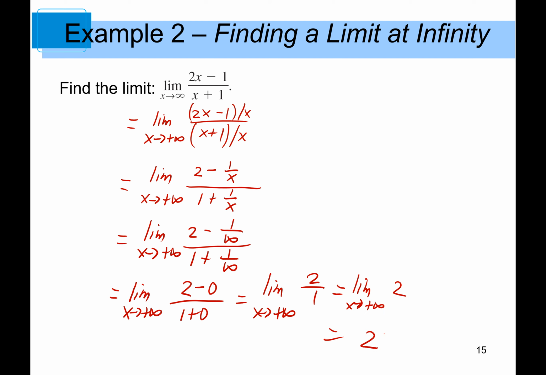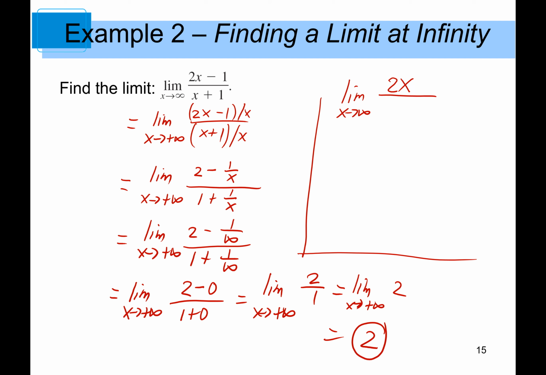So the answer is just 2. And the shortcut to solve this problem: since x approaches infinity, negative 1 compared to 2x is nothing. On top, you just leave 2x. On the bottom, again, 1 compared to x is nothing. So replace it, then you cancel x out. The limit as x approaches infinity is just 2. Then it becomes 2.